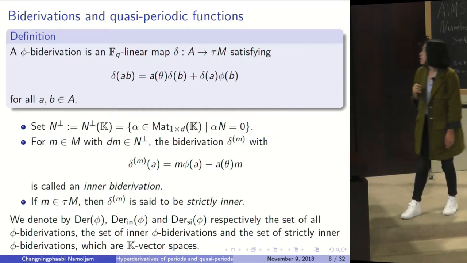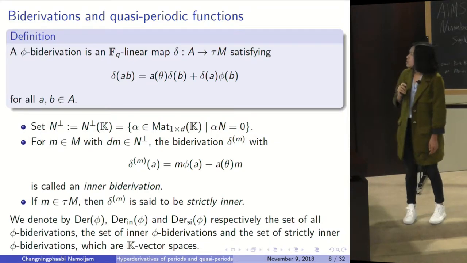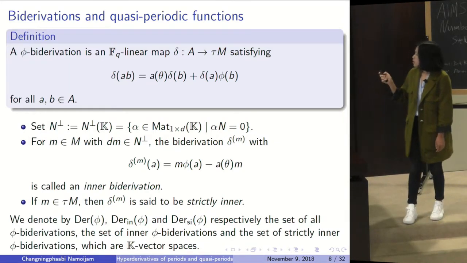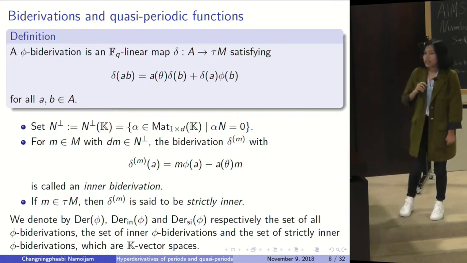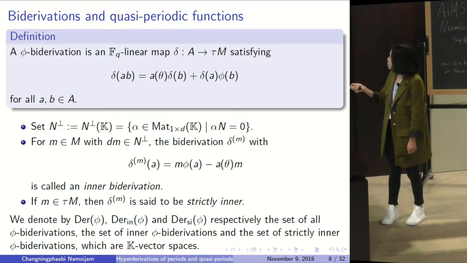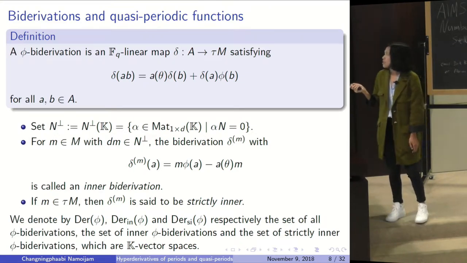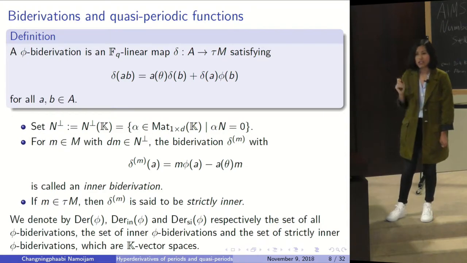Okay. So, what is it? A phi-biderivation is an F_q-linear map with this functional equation. And then I set N-perp to be this: the space of vectors alpha such that alpha multiplied with N is 0, where N is the nilpotent matrix which I defined earlier.